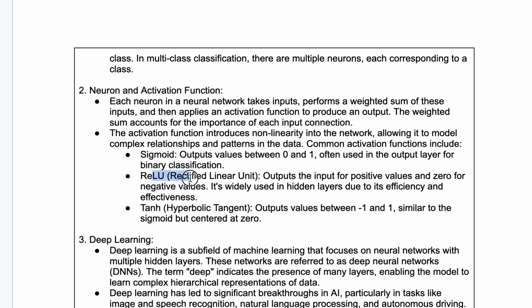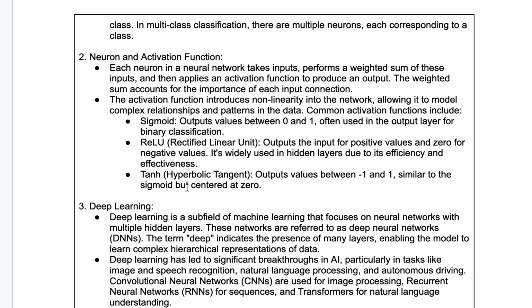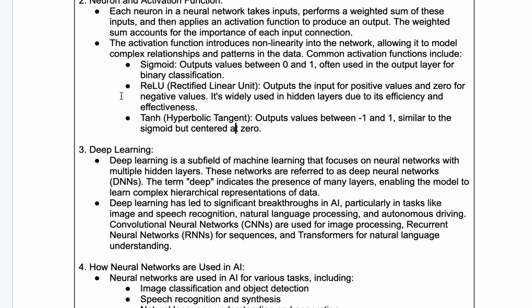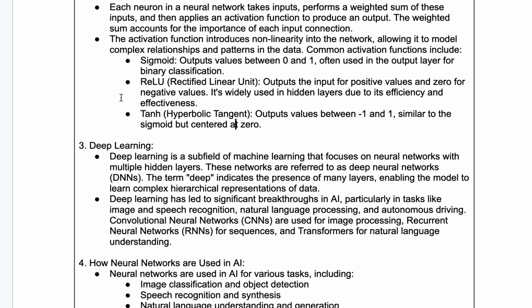We have ReLU, which is the rectified linear unit, and it outputs the input for positive values and 0 for negative values. It's widely used in hidden layers due to its efficiency and effectiveness. Then tanh, or hyperbolic tangent, outputs values between -1 and 1. It's similar to sigmoid, but it's centered at 0. So now that's what we call neural network activation functions.